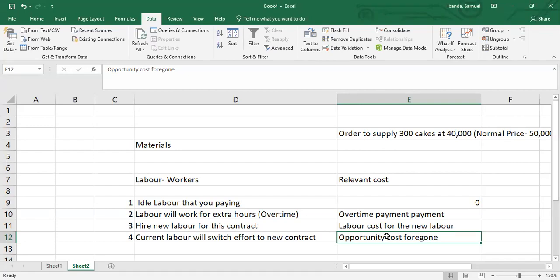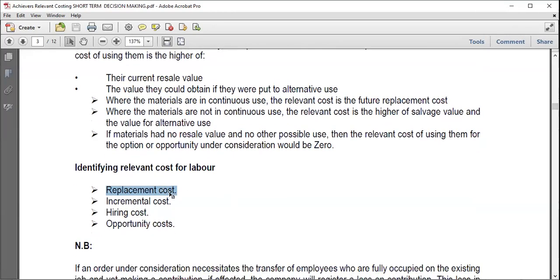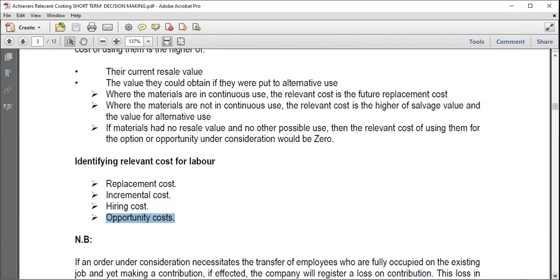So we shall look at the cost we are going to pay that labor as our relevant cost for the scenario. You get it? So that is what would happen with labor, and that is why we are summarizing it by saying it can be the replacement cost, the incremental cost, the hiring cost, or the opportunity cost. You get it? So it's very important for us to understand that.